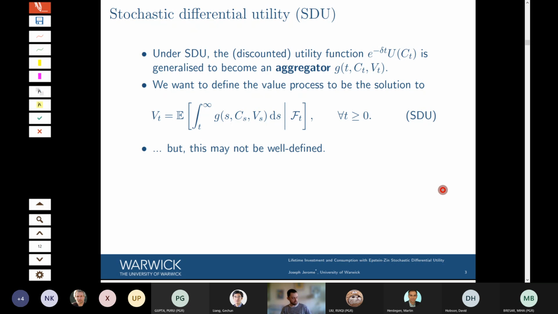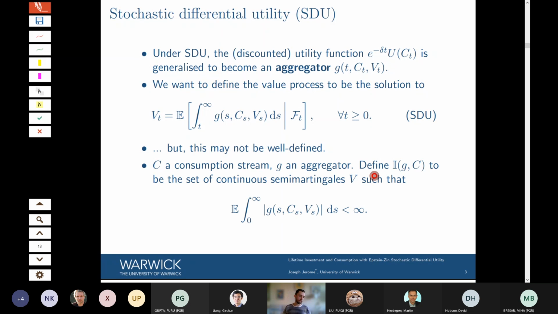And so before we define Epstein-Zin stochastic differential utility rigorously, we are going to introduce the following set of consumption streams. We're going to define blackboard bold I of G and C, a function of the aggregator and the consumption, to be all of the continuous semi-martingales V such that this integral on the right hand side is well defined and finite.